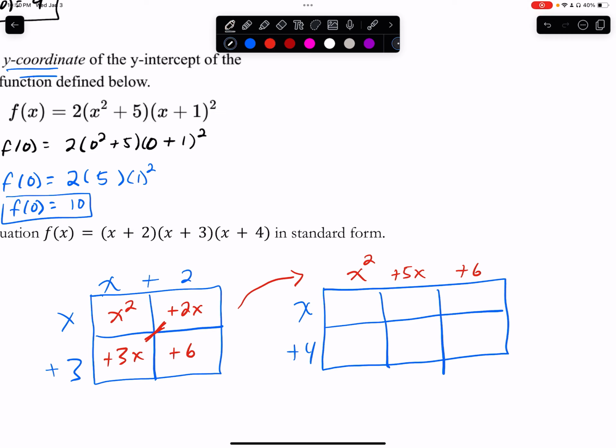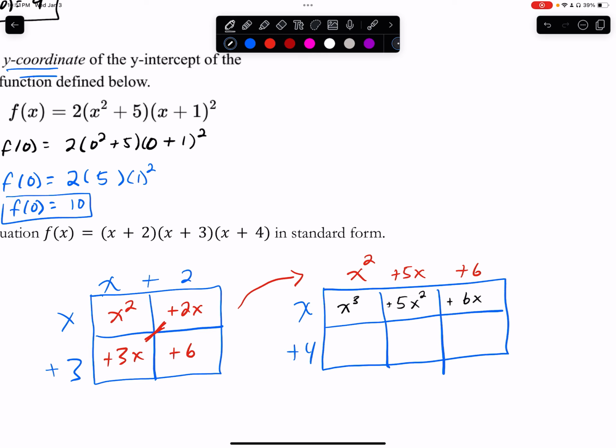Okay, so x squared times x is x to the third power. 5x times x is 5x squared, and 6 times x is 6x. Notice that this remains positive, and also one thing I'd like to notice is if you read it in standard form, these will be in decreasing order. The x values will be decreasing.